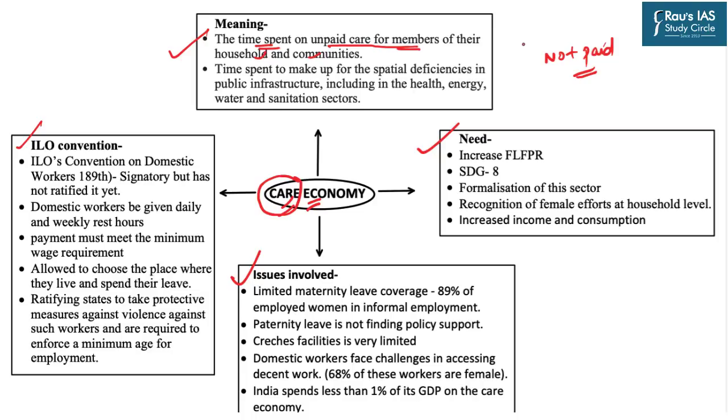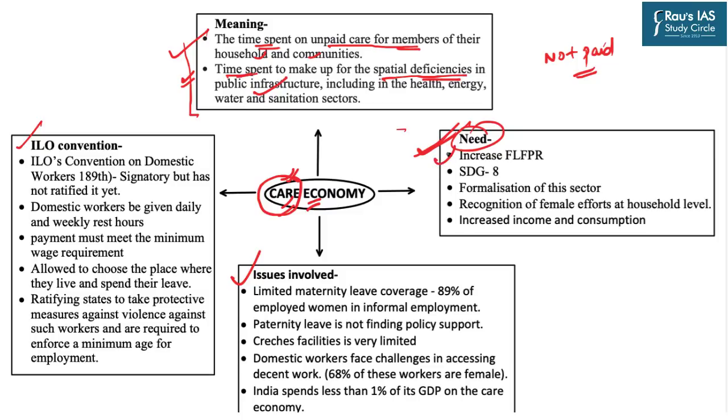However, there is another meaning of the care economy also, that is, it also refers to the time spent to make up for the spatial deficiencies in the public infrastructure, including health, energy, water or sanitation workers. So ultimately, the elements which are working together in an economic system with an objective to take care of refers to the care economy. Then what is the need of the care economy? Why is the care economy so important for India?